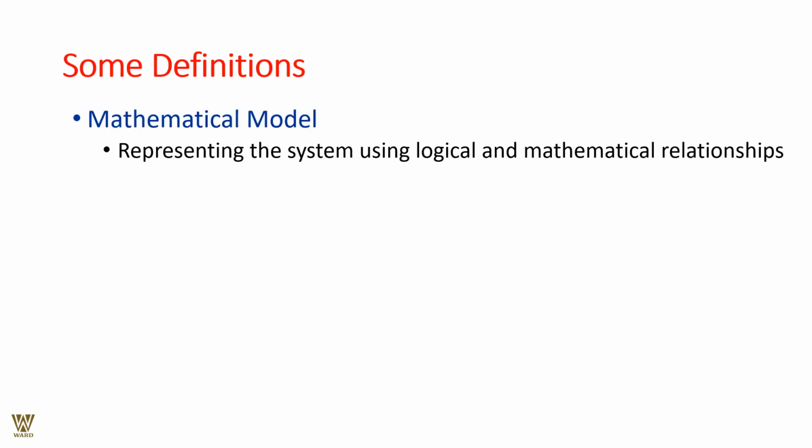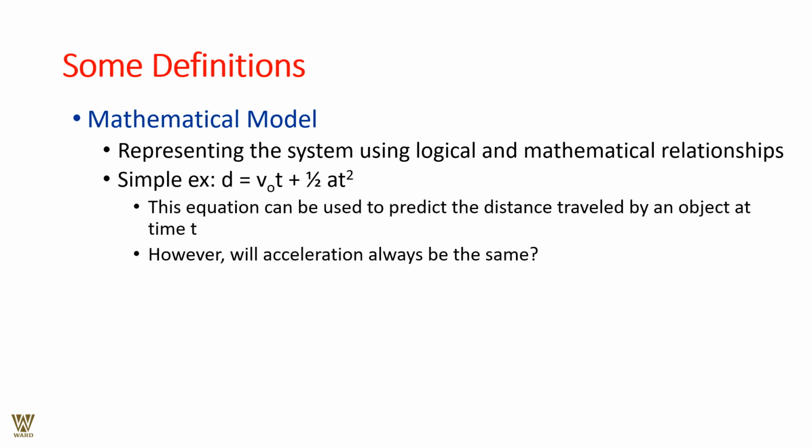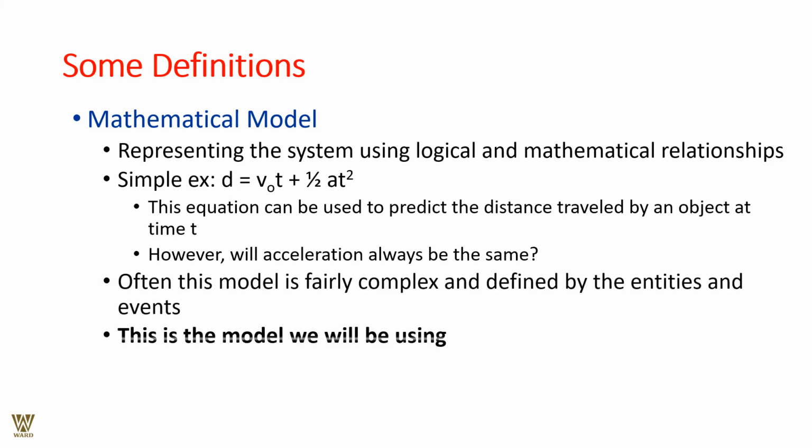We will now talk about the mathematical model, which can represent a system using some sort of logical and mathematical relationship. Let's say a simple equation about what happens with temperature changes and variations as far as altitude is concerned. This equation can be used to predict the distance traveled by an object in terms of time. However, will acceleration be the same? What will happen to it?